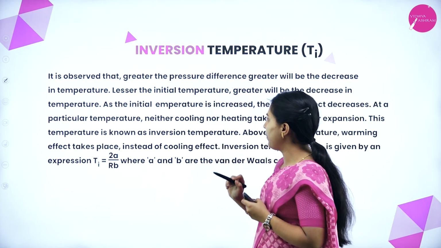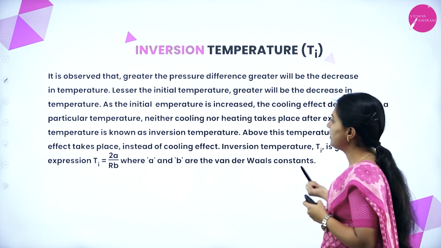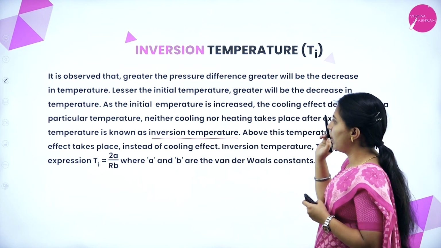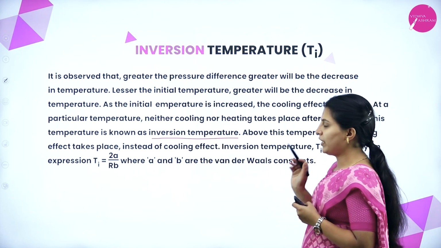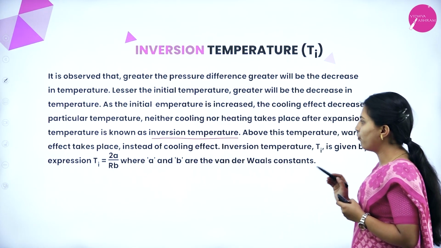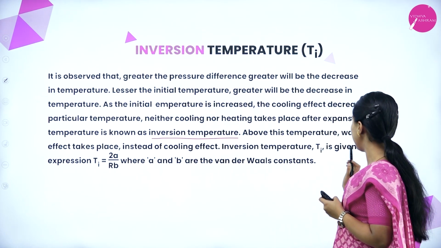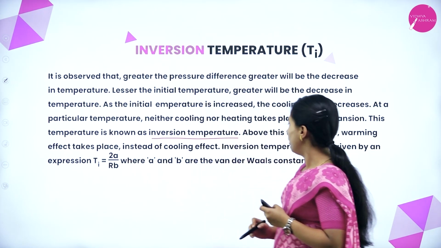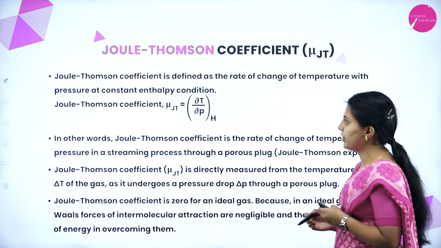At a particular temperature, neither cooling nor heating takes place after expansion. This temperature is known as the inversion temperature. Means at a particular temperature, neither cooling nor heating takes place after expansion; that temperature we call the inversion temperature. Above this temperature, a warming effect takes place instead of a cooling effect. The inversion temperature Ti is given by 2a by Rb, where a and b are the van der Waals constants. Next, the Joule-Thomson coefficient.